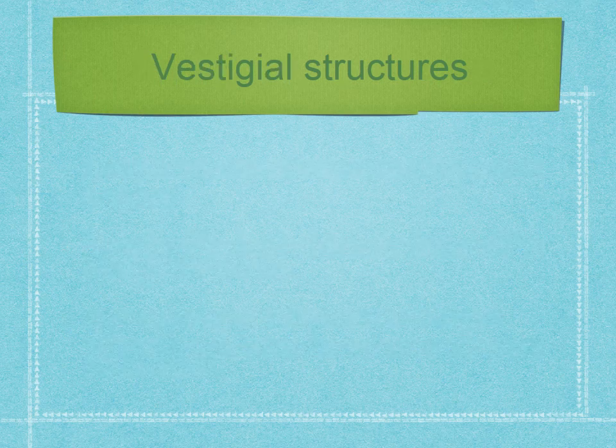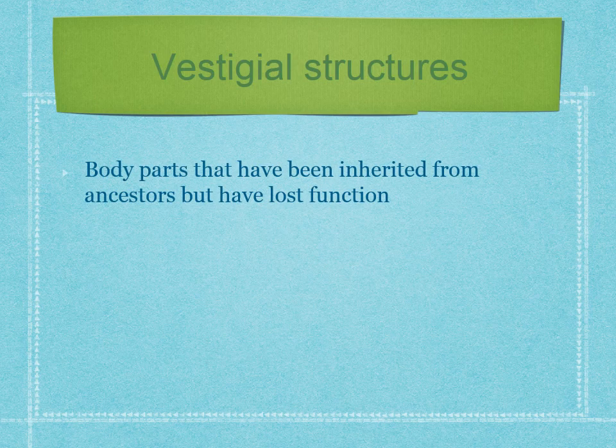Vestigial structures are another great way to see into the past. A vestigial structure is defined as a body part that has been inherited from an ancestor but has lost its function. In humans, this one's a pretty easy one because I think we've talked about your appendix before and how it does not work. It doesn't do anything. We would call our appendix a vestigial structure.